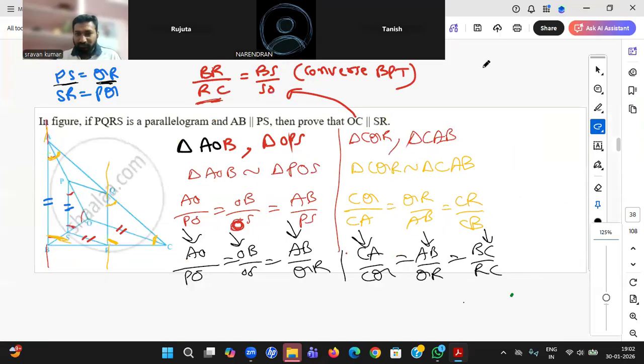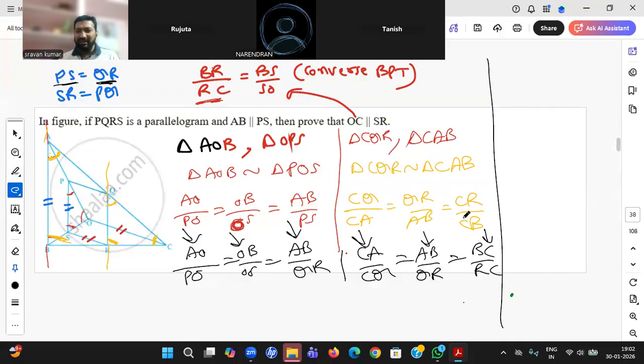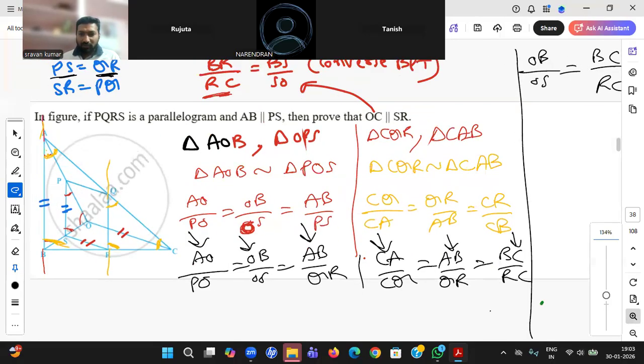Very big question. There are 2 or 3 methods, students, but all the methods are similar. You can't find better or easier methods for this. So I'm able to say BS by SO; I want OB by OS here. Let me use that, equal to, sir, I want RC here, so let me use BC by RC. Now I want BS, I have OB. Let me see where BS and OB are first of all.